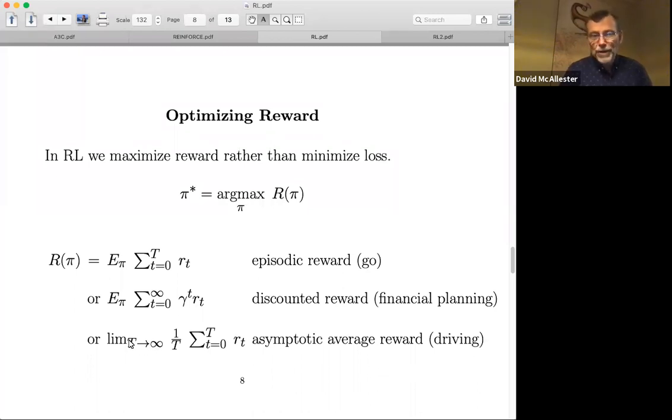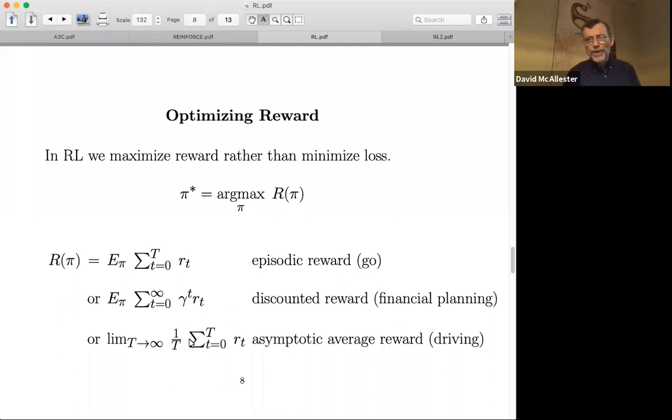Of the average, so you're going to take a particular time horizon. You're going to take the limit as that horizon goes to infinity. But for a particular time horizon, there's the average reward over that time horizon. So that's the same as the episodic sum, except that you're dividing by the time, so that it's a reward per step, right? And this is the asymptotic, meaning as t goes to infinity, average reward, the reward per step.